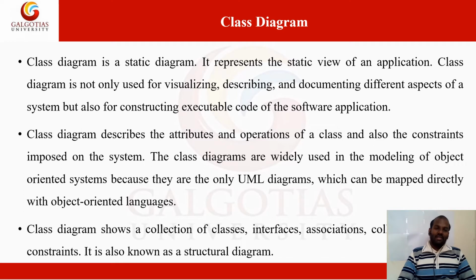Coming to the class diagram, we call it static because we represent it by three different portions. One is the class name, the second is your attribute, and the third is your operation. Each class diagram is used not only for visualization and for describing and documenting different aspects of your system, but also for constructing executable code for your particular software application.